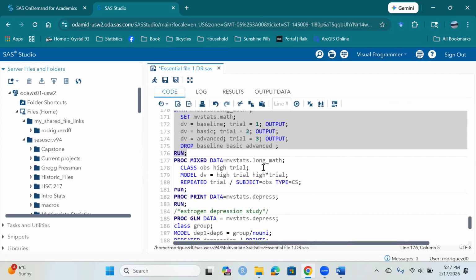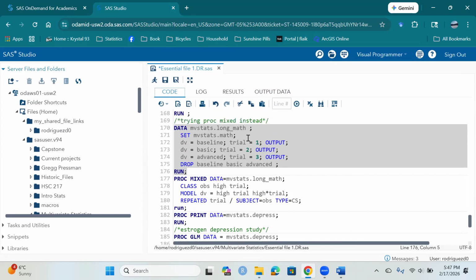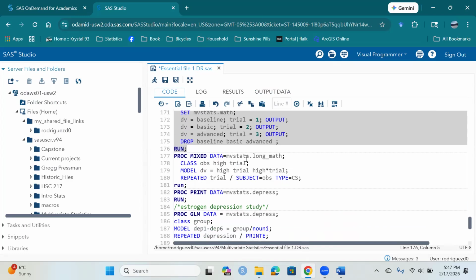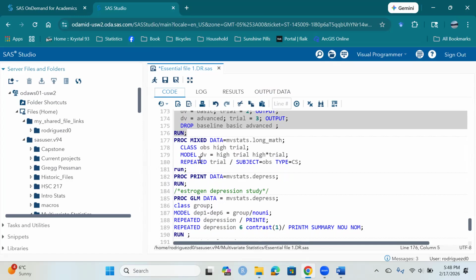Let's go back here. Now we can run the PROC MIXED. In order to run PROC MIXED and GEE, which we'll be doing on Thursday, we have to have our data set up in this format. Let's use PROC MIXED data equals mvstats.longmath. So that's the new data set we just created. Our class variables, or our categorical or discrete variables, will be observation, high, and then our trial. So we have 3 different class variables.